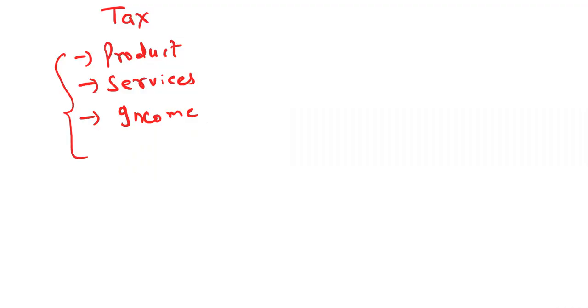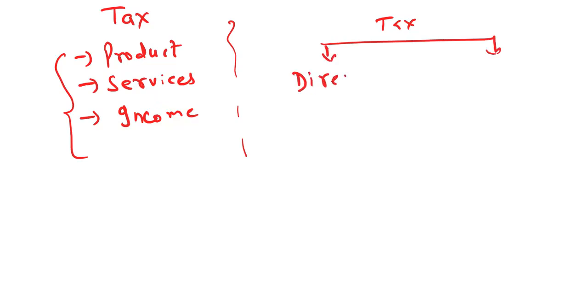How many processes? Two. One is the direct tax system, and one is the indirect tax system. One is what? Direct tax, and one is what? Indirect tax. Listen carefully.